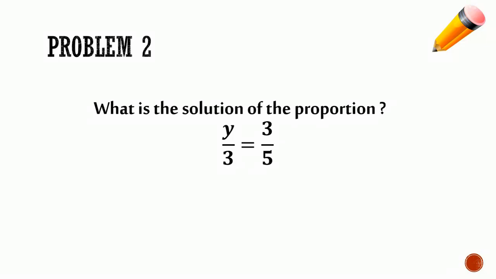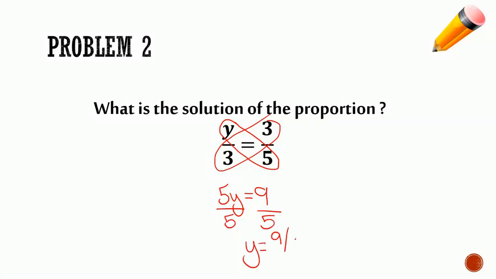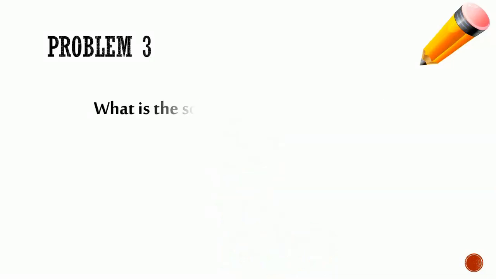Problem 2, let's try this one. Solution of the proportion: I have y divided by 3 equals 3 divided by 5. So let's multiply across. y times 5 is 5y, and 3 times 3 is 9. So it looks like we're going to get another fraction again, right? Because I'm going to go 5 times y equals 9. So we're going to divide by 5 on both sides, and we'll just leave that as 9/5. Just leave it as the fraction. Not too bad, right?